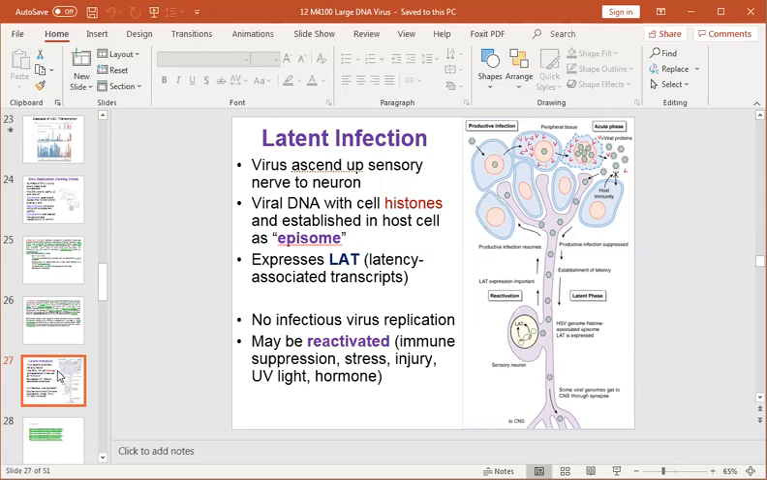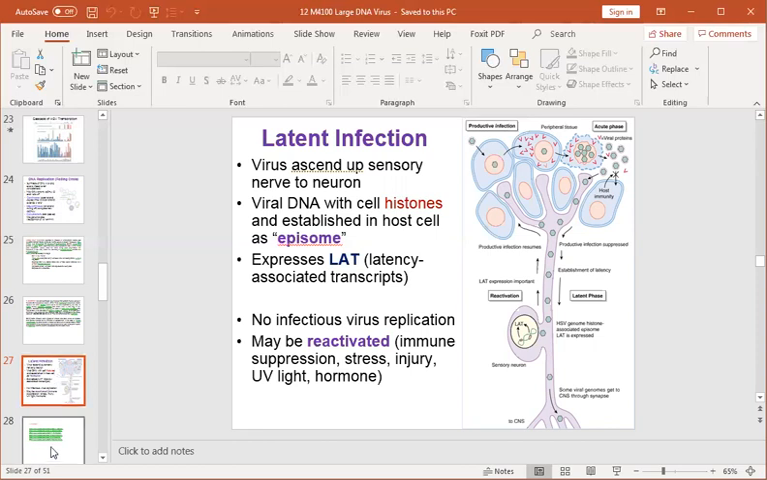We do not see any infectious virus replication going on. We just see viral DNA. And so the virus remains latent. Then it can become reactivated. How does the virus get reactivated? When there is stress stimuli, an injury, UV light exposure, hormonal imbalances, and most importantly, immune suppression. All of these result in the reactivation of the virus. So the virus remains latent, then it becomes active again.